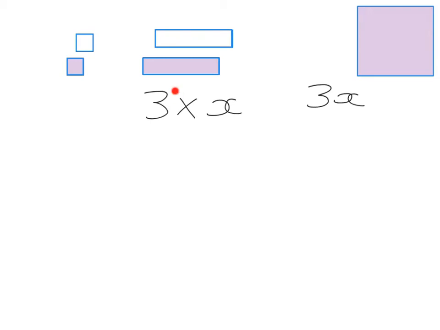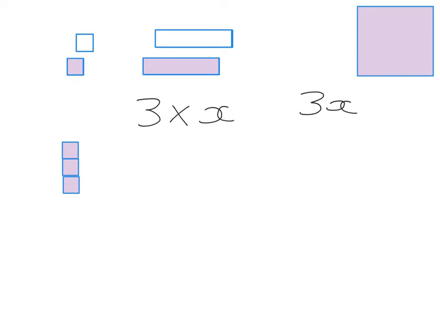So for 3, I'm going to need 3 of those because that represents 3. So 1, 2, 3. And for x, I'm going to need 1 of these. Okay. Now I'm going to do like I would normally do the grid method, and I'm multiplying. Okay? So let's have a look. I'm multiplying this. I need to have it this many times.